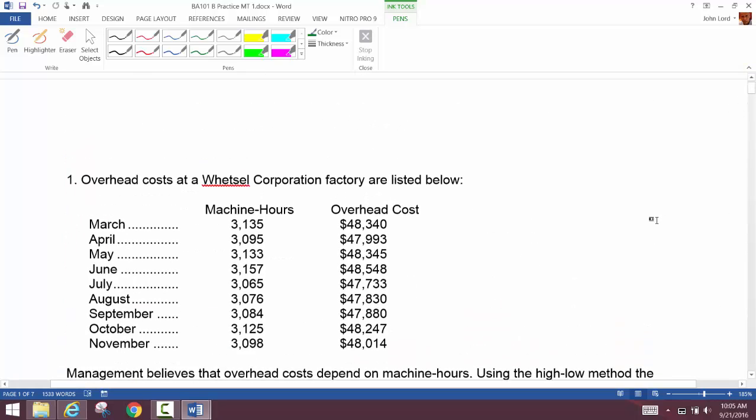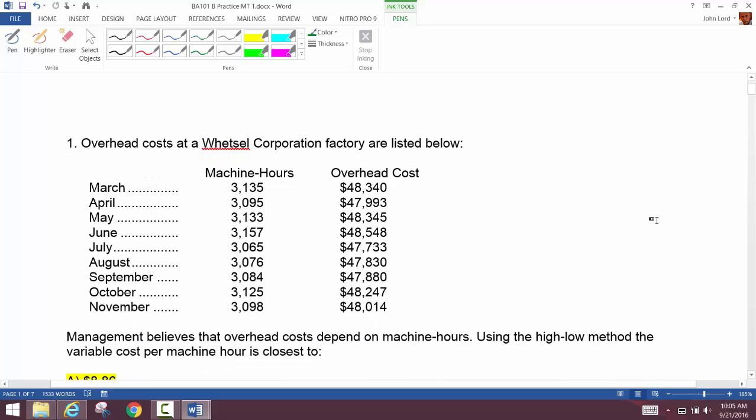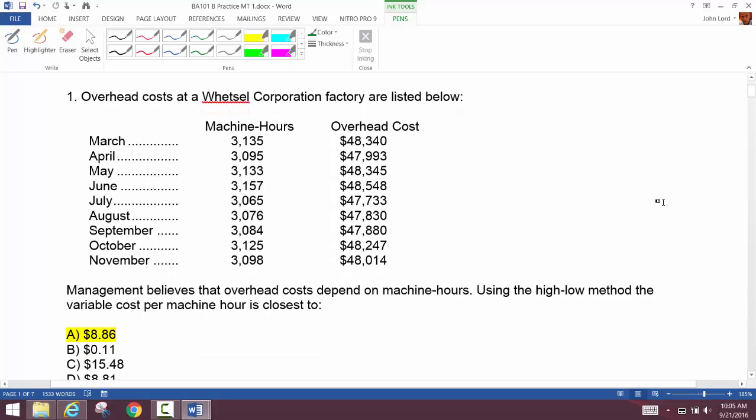Okay, so let's just look at this one. What I give you is a set of observations of our overhead, and we have the total overhead cost. We have our machine hours. And in this question, we're determining that machine hours are going to be the driver for us. This question called out, if you are using the high-low method, how would you come up with the answer? The first thing it asks us for is the variable cost per machine hour.